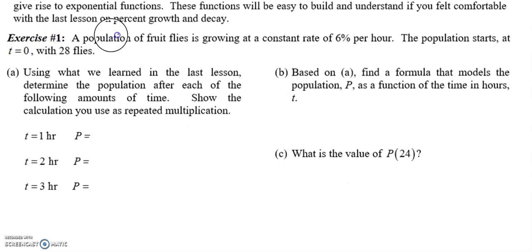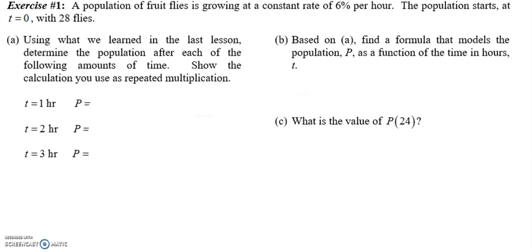It says a population of fruit flies is growing at a constant rate of 6% per hour, meaning the population is increasing. If the population starts with 28 flies where t equals 0, which would be your time. So using what we've learned in the last couple lessons, determine the population after each of the following amounts of time. Show the calculations. So I'm just going to kind of fill this one out with you.